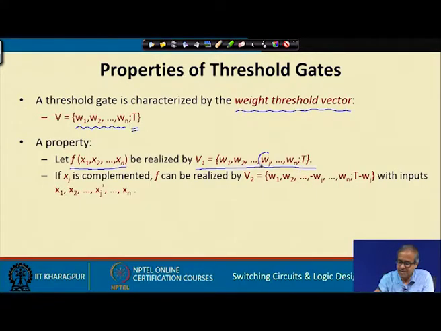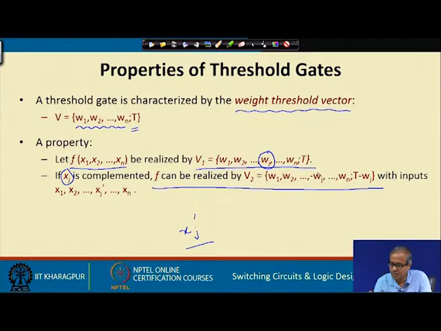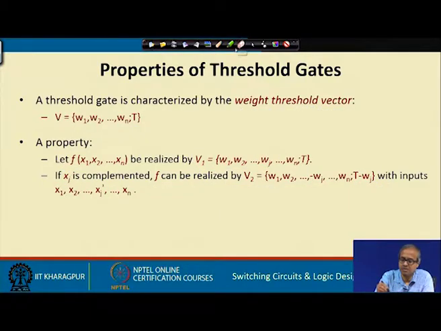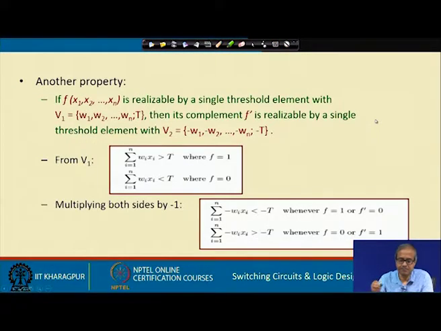Let us say we have any particular variable xj, the corresponding weight is Wj. If we complement xj, so instead of xj in the function we make xj bar, then the corresponding function can be implemented only by negating the weight Wj and changing the threshold from T to T minus Wj. This can be proved. So given a function, if you want to realize another function where one of the inputs is complemented, you can just adjust the weights like this.